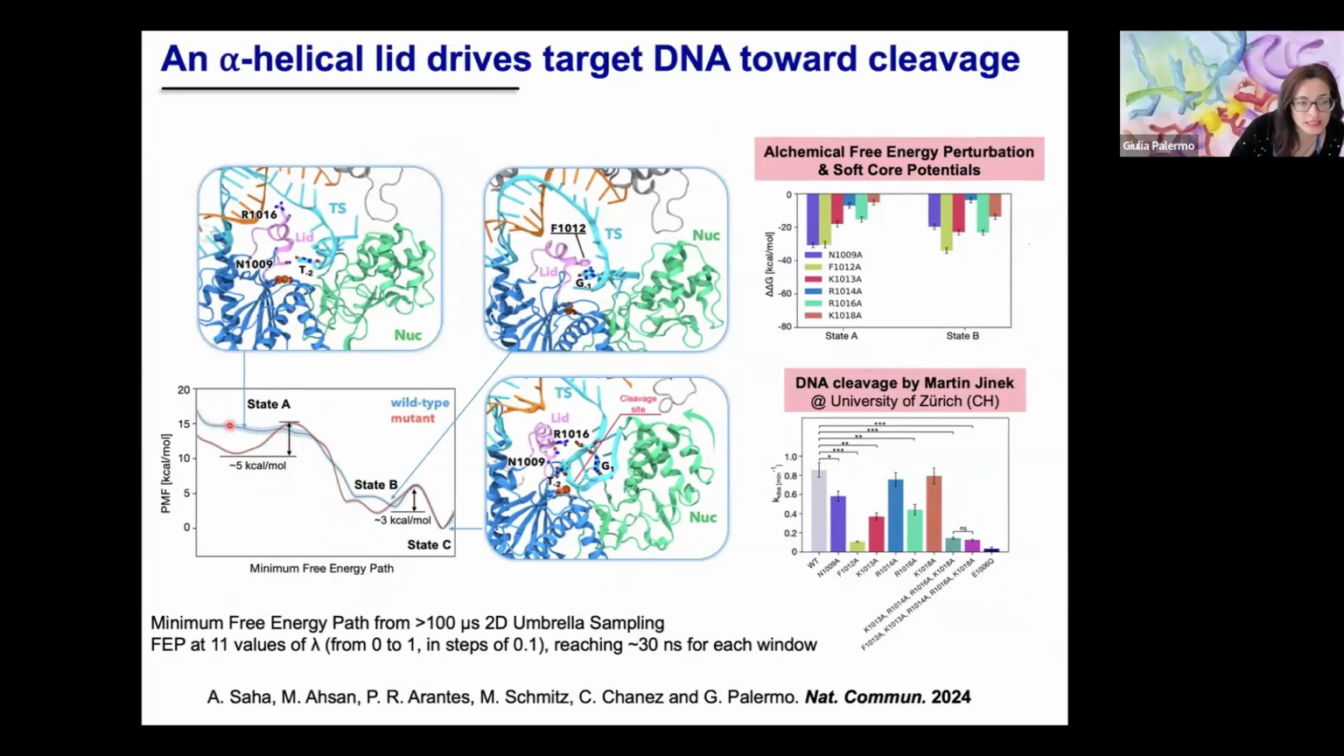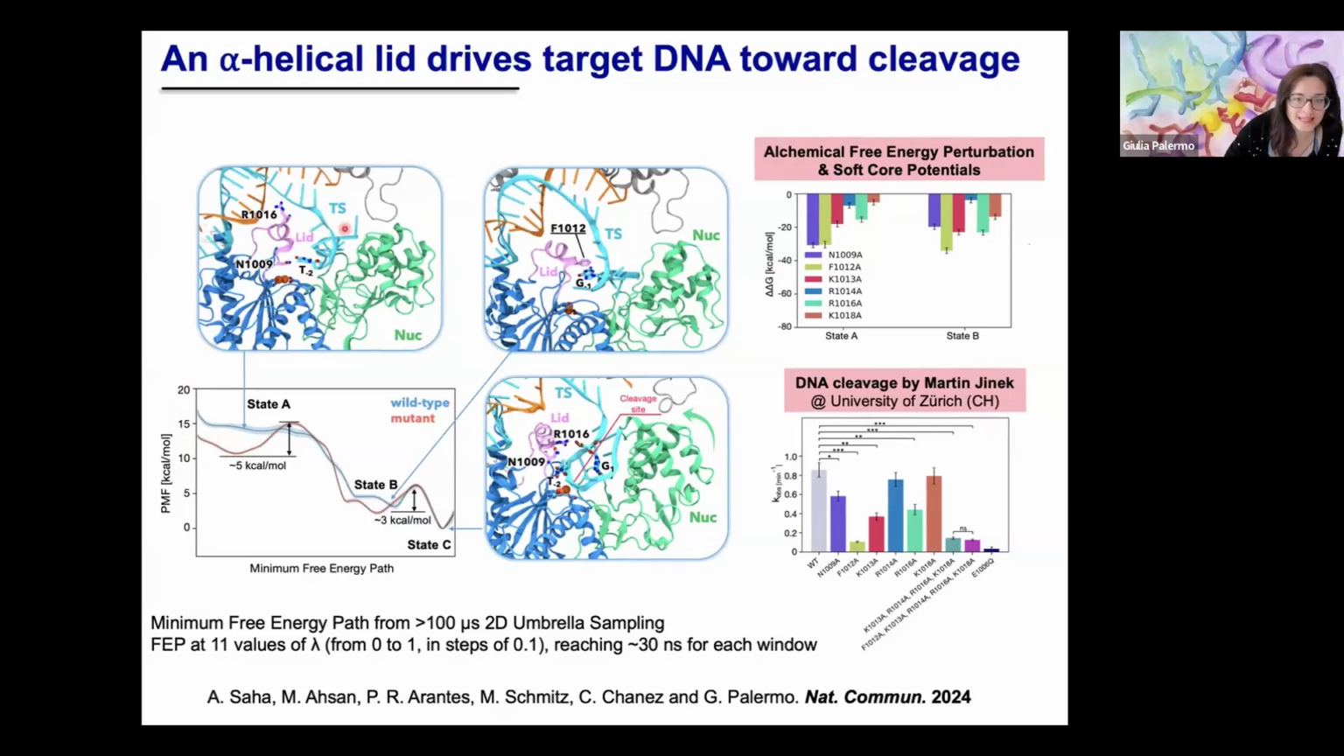You can see that it freely flows here toward the active site, and by mutating key residues in the lead that interact with the target strand, we observe that the traversal becomes more difficult, especially in the first part when the lead has to bind to the target strand.